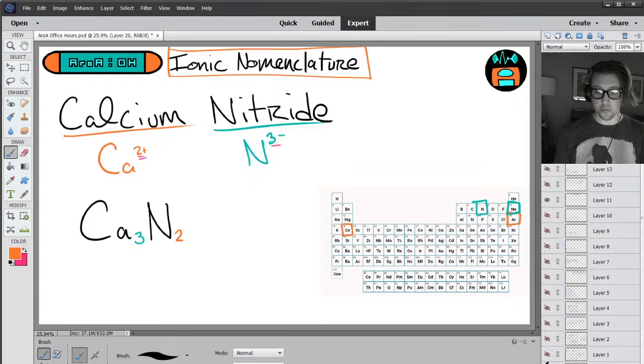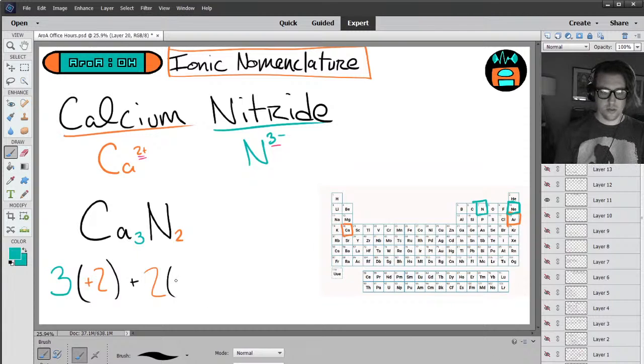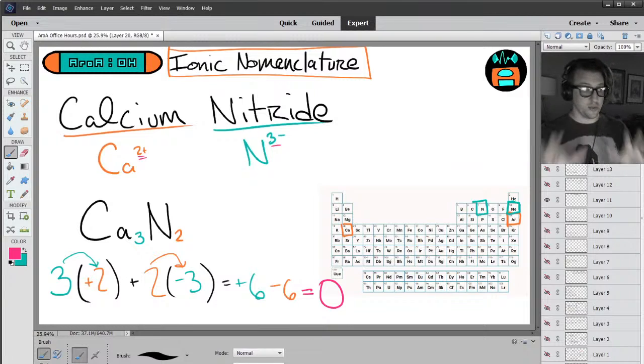The reason why this works, if you want to look at it algebraically: 3 times calcium's charge, which is positive 2, plus 2 times nitrogen's charge, which is -3. Does this add to 0? Well, let's look. 3 times 2 is positive 6. 2 times 3 is -6. It does add to 0, so they cancel each other out.